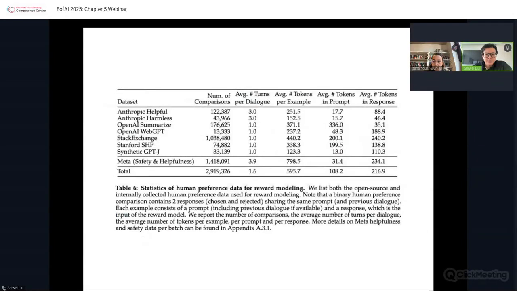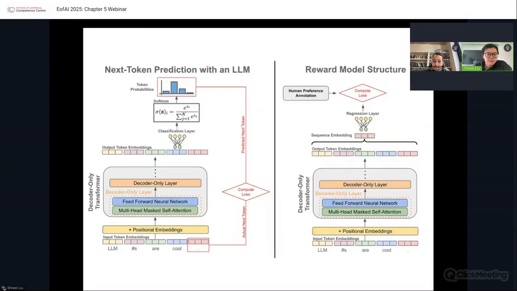This is some statistics of a pre-trained model, pre-trained datasets, how the dataset looks like. And this is the pre-training technique I introduced next, token prediction. And this is how the reward model looks like. It's basically also a transformer. So a transformer basically dominates every field of current large language models.